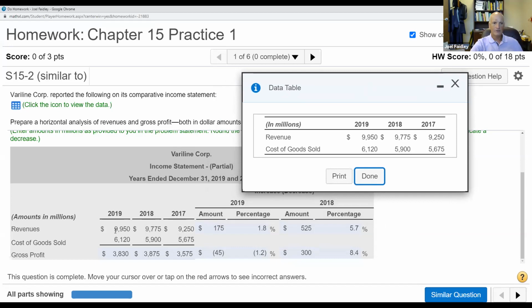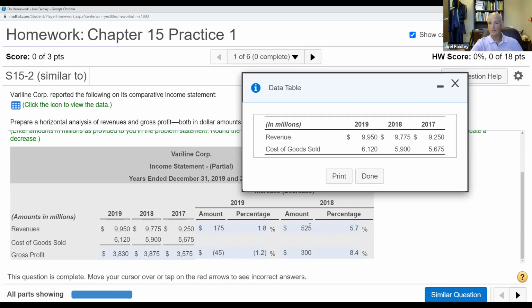But first of all, revenues minus cost of goods sold is gross profit. We haven't gotten to that chapter yet in this class. But when we do, you're going to see that revenues minus cost of goods sold is what's called gross profit. And then you've got all your SG&A, selling, general, administrative. So that's $9,950 minus $6,120 is $3,830. You're doing the same thing for each of those 3 years. Then what's unique about this horizontal analysis is you're relating 2019 versus 2018 and 2018 versus 2017.